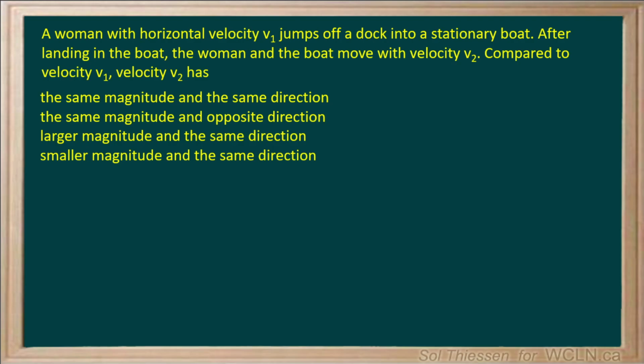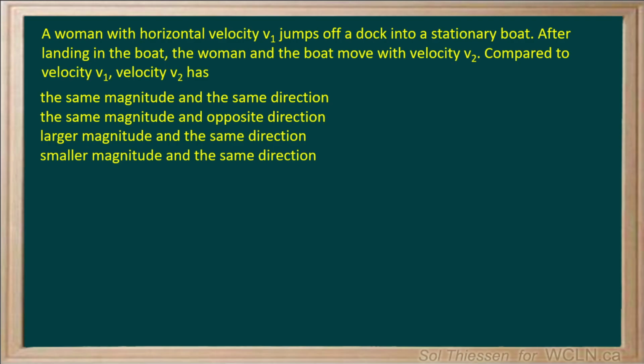A woman with horizontal velocity v1 jumps off a dock into a stationary boat. After landing in the boat, the woman and the boat move with velocity v2. Compared to velocity v1, velocity v2 has, and then we have a list of options relating to the magnitude and direction.